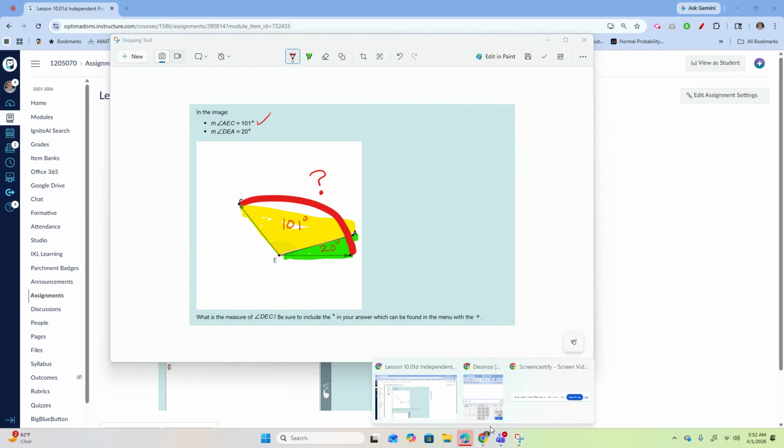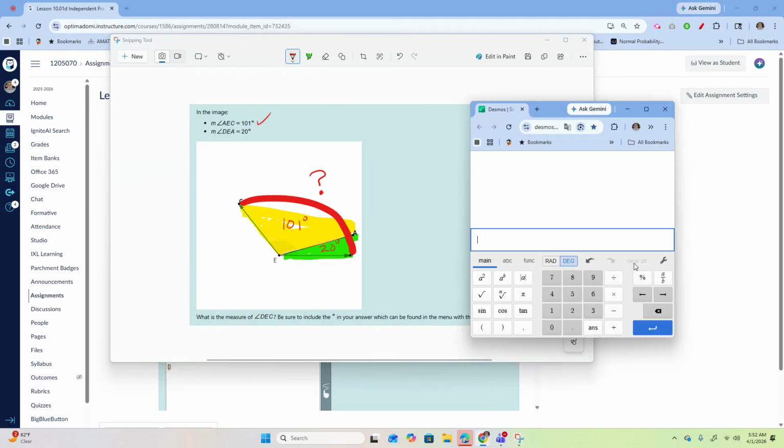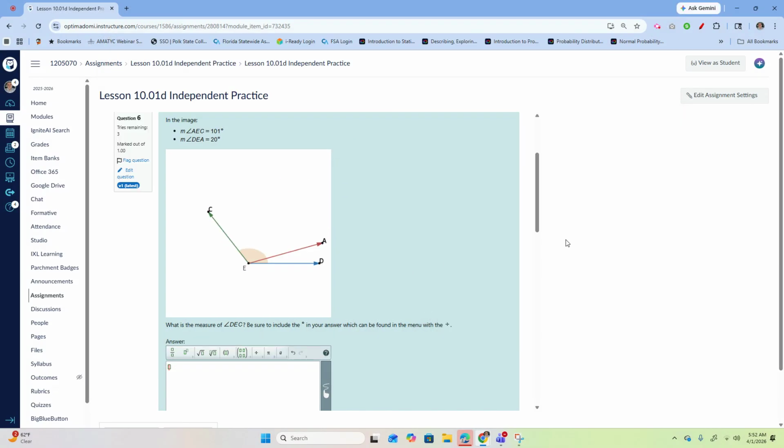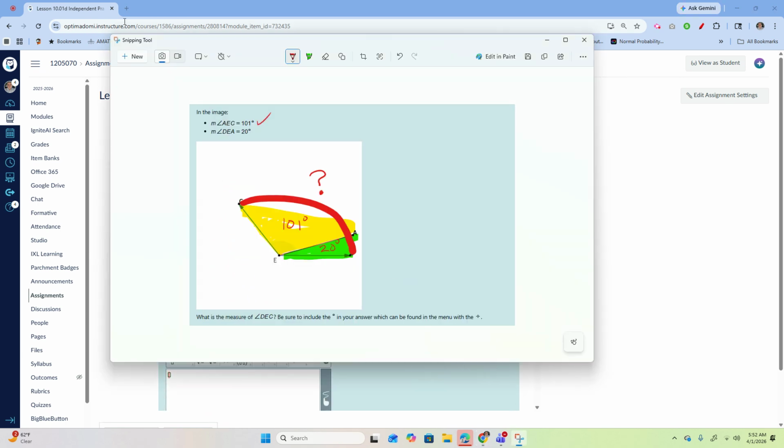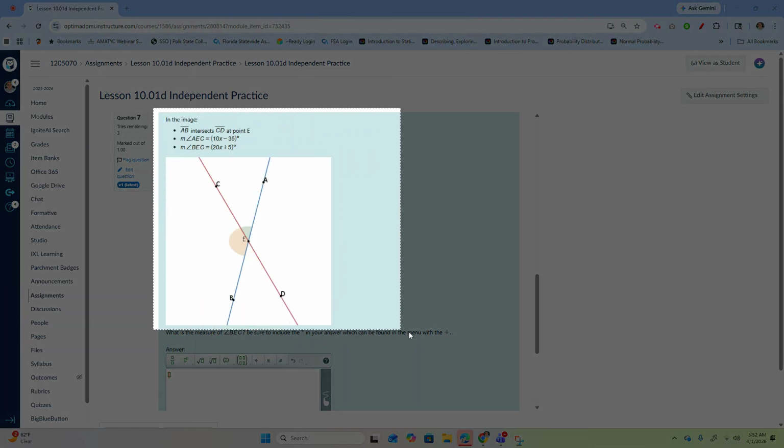So take your calculator. That's what I'm going to do right now. Take 101 plus 20, and you can see that's going to be 121. The two little angles always make the bigger angle. All right, let's go to the last problem, problem number 7. Now here we're going to use algebra. So let me take a screenshot of this.